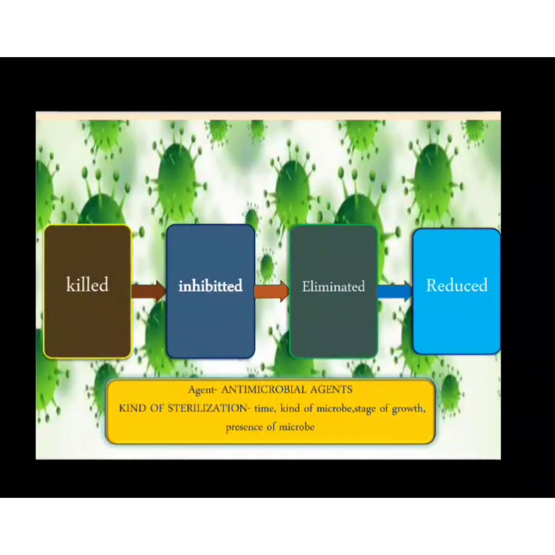Now what do I do to achieve this? I will use something called antimicrobial agents, or certain physical methods, for controlling the growth of microorganisms by various techniques. What kind of agents do I use? It depends on how much time I have to get rid of these microorganisms, what kind of microorganisms I need to get rid of, what stage they are in their growth, and where they are present. Based on all these criteria, I will decide which method to follow.